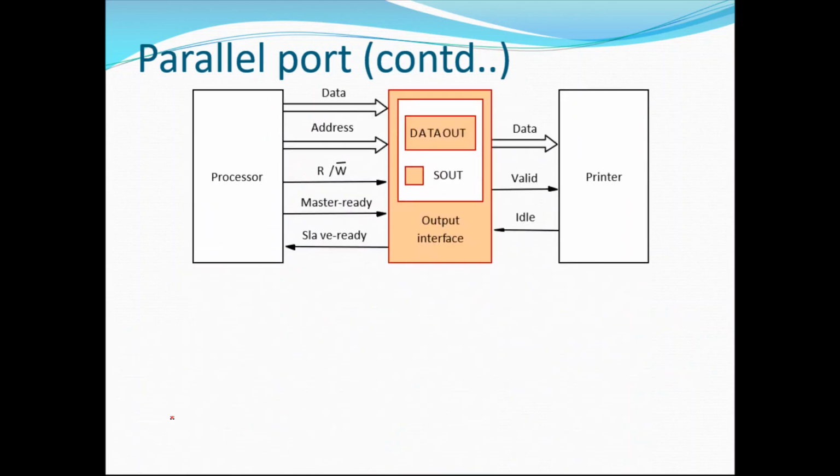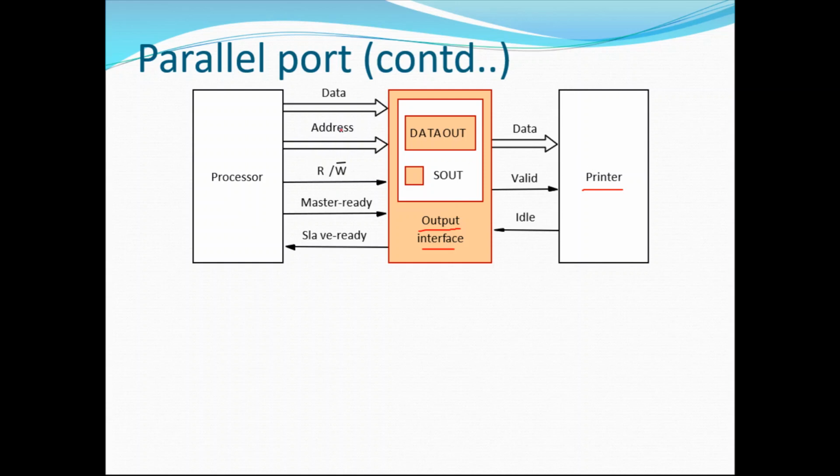Next, let us see how to write something to an IO device using a parallel port. From a keyboard we can only read, but the processor can write to a printer. So here we are taking the example of a printer. The printer is connected to an IO interface circuit, which we call an output interface, because the printer is an output device.